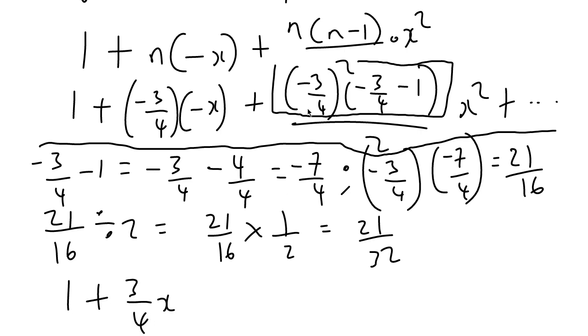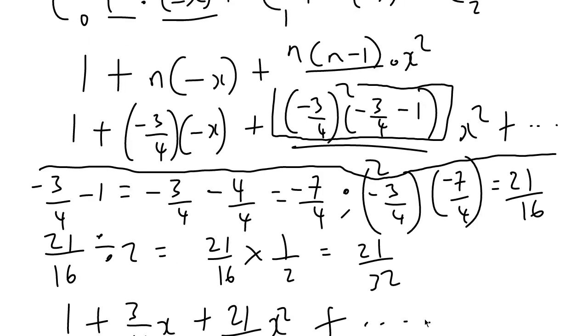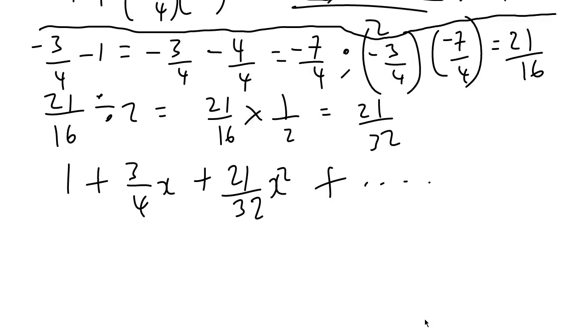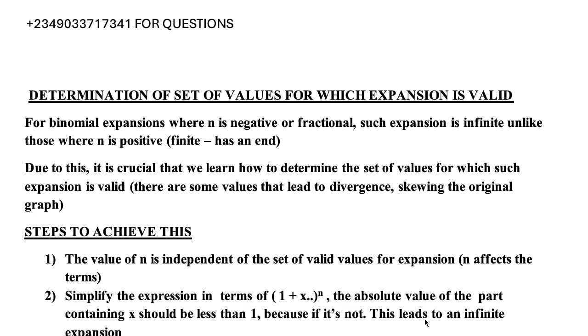We've simplified negative 3 over 4 into negative 3 over 4, negative 1 over 2 x squared, and we got what? Positive 21 over 32. And remember, there was an x squared attached. So these are the first 3 terms of the expansion of 1 negative x to the power negative 3 over 4. Then lastly, in this video, we are going to be looking at the determination of the set of values for which the expansion is valid.